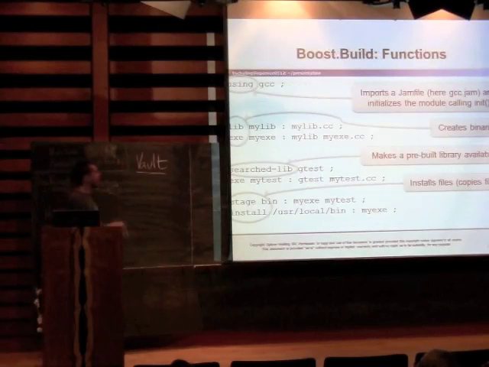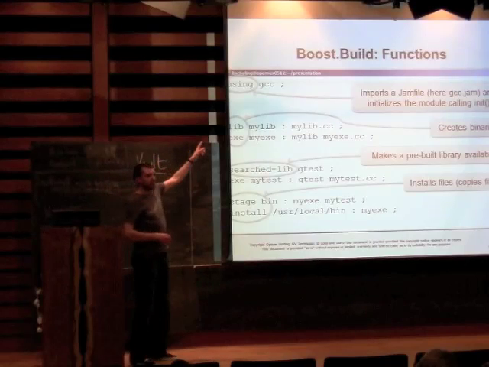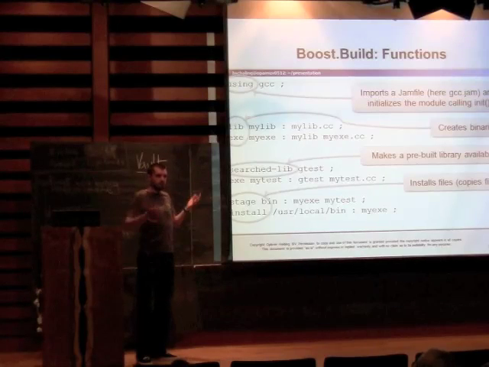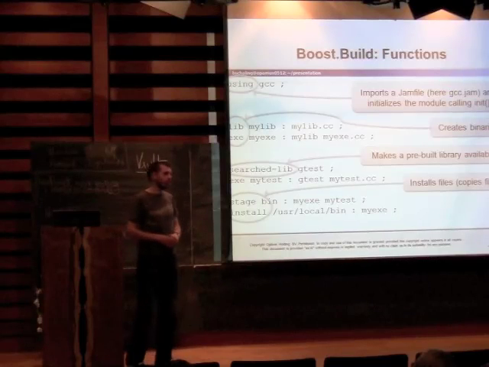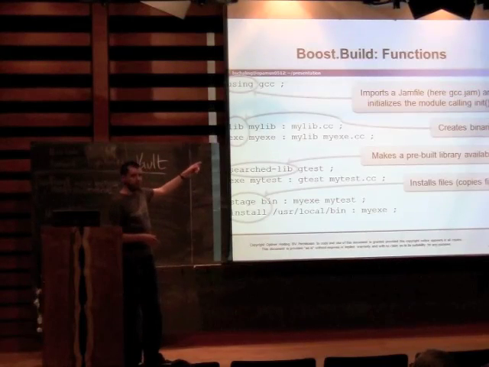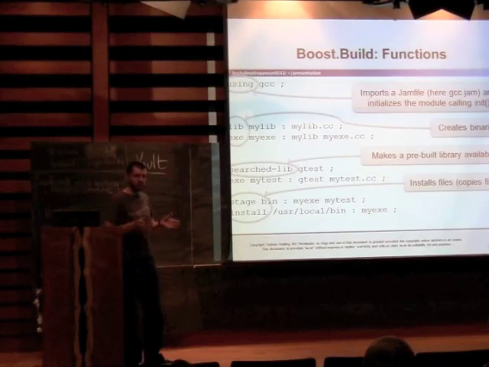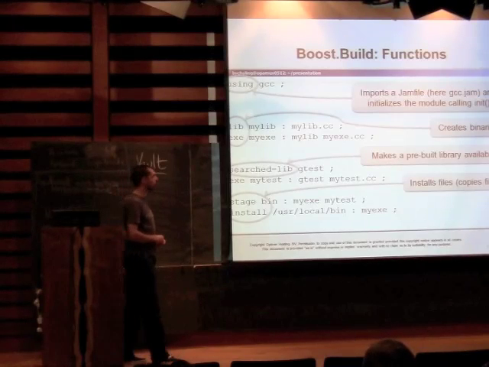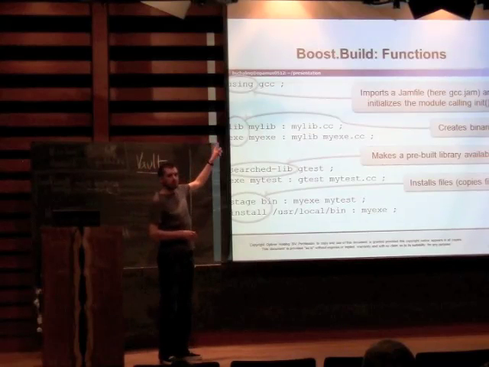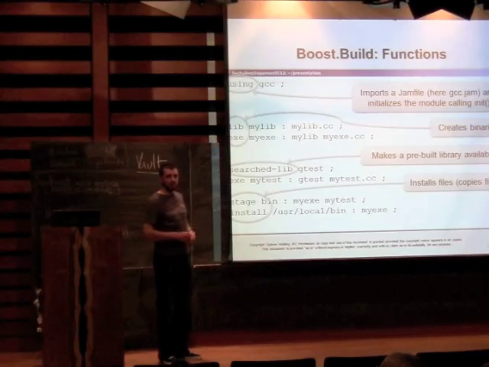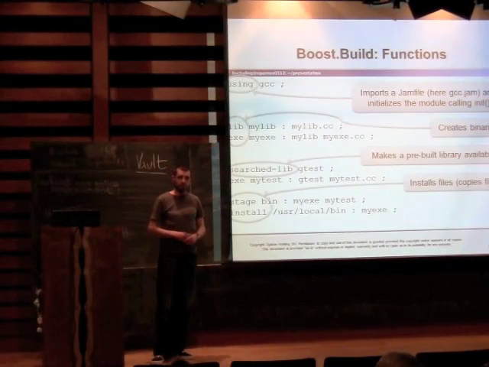Now let's have a look at a couple of more functions. We have something like using GCC. Again, this using is not a keyword or anything else. It's just a function. It's just defined somewhere in Boost Build. And if you want to know what using really does, you can just look up the source code. But yeah, in this case, I explained it already before. Using GCC is looking for a gem file called gcc.gem somewhere in Boost Build. Using loads that gem file and then calls a function called init in that gem file to initialize that toolkit.